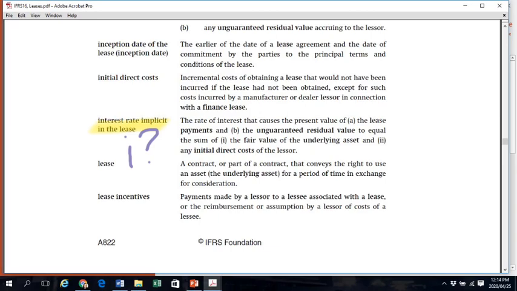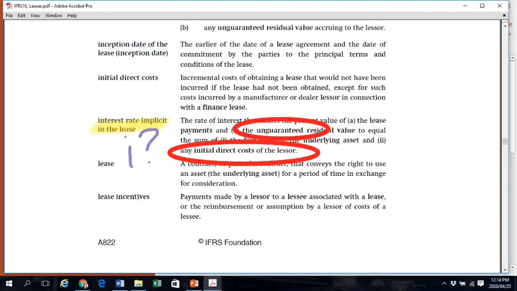It says that it's the interest rate that causes the present value for the lease payments and the unguaranteed residual value to equal the sum of the fair value of the underlying asset and any initial direct costs of the lessor. First of all, you need to note that this paragraph refers to the unguaranteed residual value and the initial direct costs of the lessor. Both those terms relate to the lessor only. It is not something that the lessee will have to do anything with.